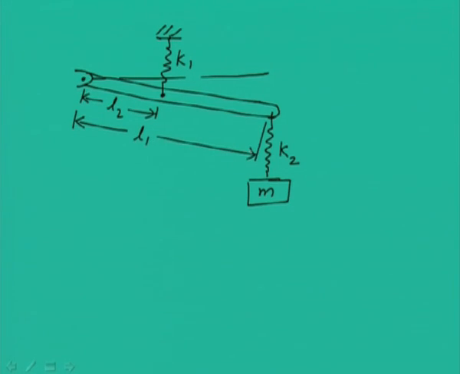Now we are interested in finding the natural frequency of this particular mass if we give some disturbance to this. We will be neglecting the mass of this particular member, and this is rigid, there is no deformation of this particular member.